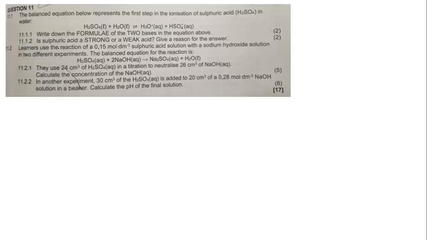Now 11.1.1, it reads as follows, for only 2 marks. Write down the formulae of the 2 bases in the equation. The question wants you to write down the formulae of 2 bases in the equation above. Now, when we go back to our equation, we can see that our sulfuric acid will donate its proton to a water molecule. Because sulfuric acid is an acid, we know that acids are the proton donors and bases are the proton acceptors.